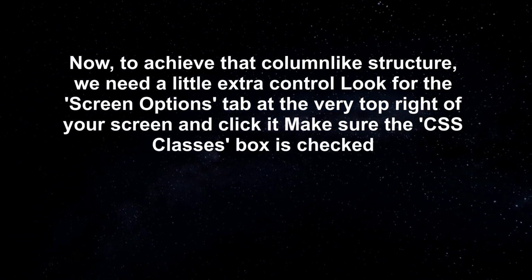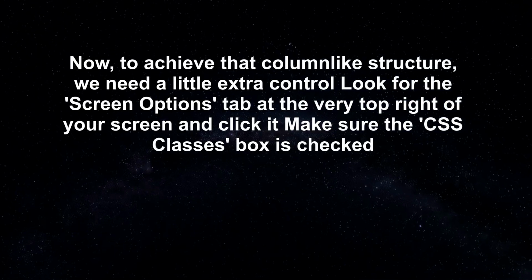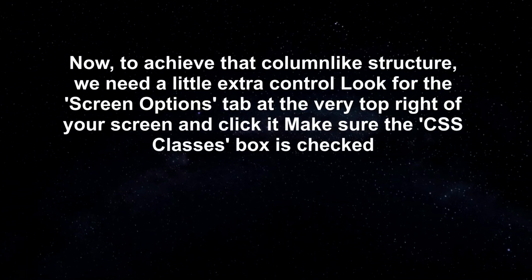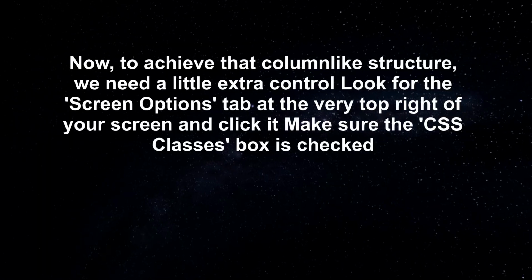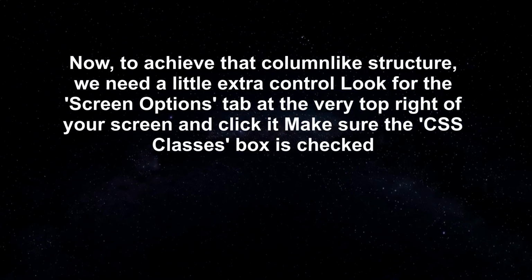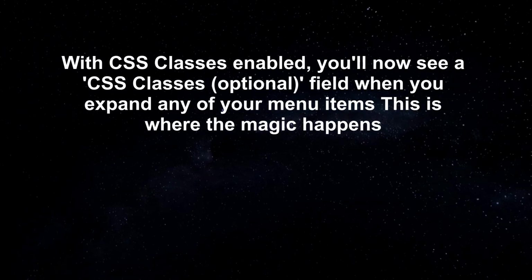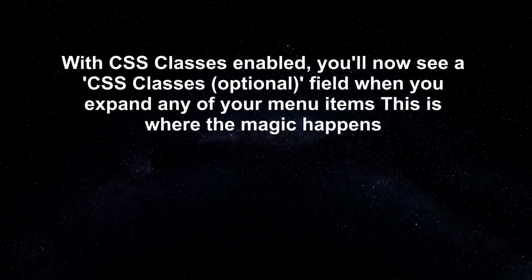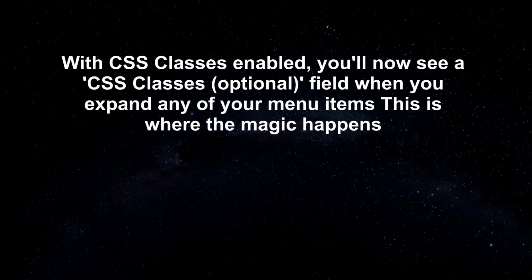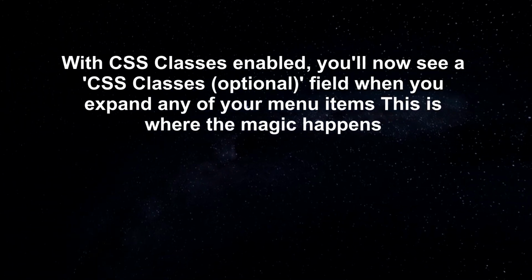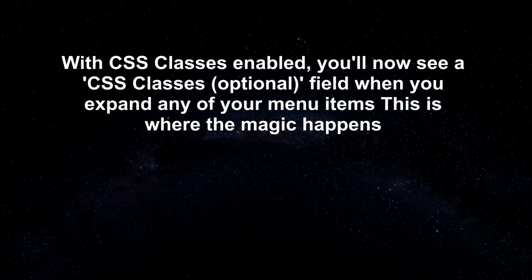Now, to achieve that column-like structure, we need a little extra control. Look for the Screen Options tab at the very top right of your screen, and click it. Make sure the CSS Classes box is checked. With CSS Classes enabled, you'll now see a CSS Classes, optional, field when you expand any of your menu items. This is where the magic happens.